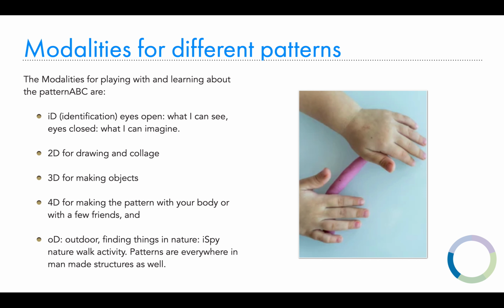The modalities for playing with and learning about the pattern ABC are ID, identification, eyes open, what I can see, eyes closed, what I can imagine. 2D, drawing and working on paper. 3D, making objects with clay or sticks. 4D is moving, from making the pattern shapes with your body or with a few friends. And OD, outdoor, for finding things, like an I Spy nature walk activity. Patterns are everywhere in man-made structures as well.